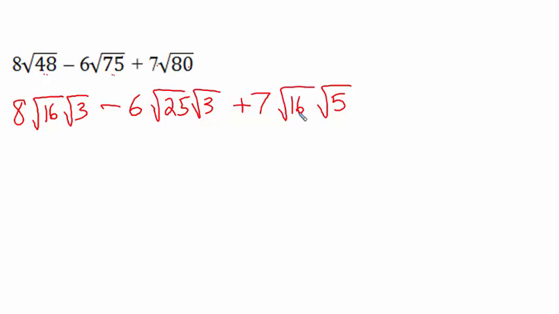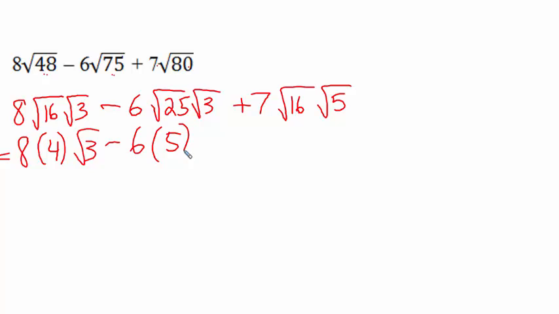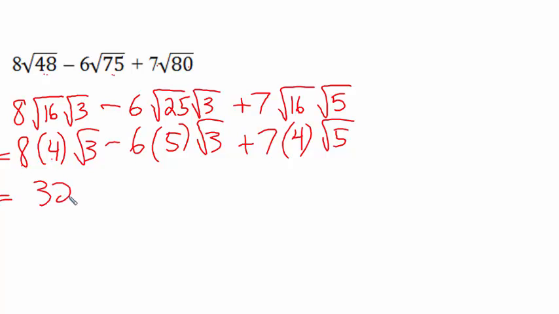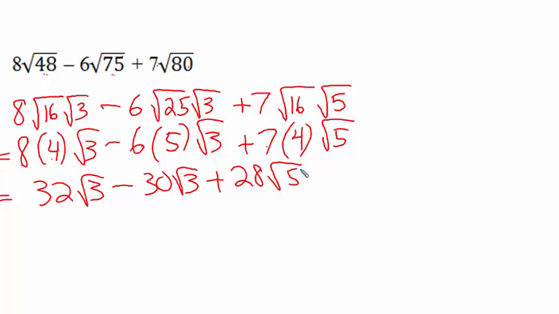So let's simplify what we can here. 8 is still 8. The square root of 16 becomes simply 4. Square root of 3 you can't simplify. Here, the square root of 25 is 5, and the square root of 3 cannot be simplified. Here, square root of 16 is 4, and square root of 5 cannot be simplified. So now we've got 8 times 4, we have 32 square roots of 3, minus 6 times 5 is 30 square roots of 3, plus 7 times 4 is 28 square roots of 5.